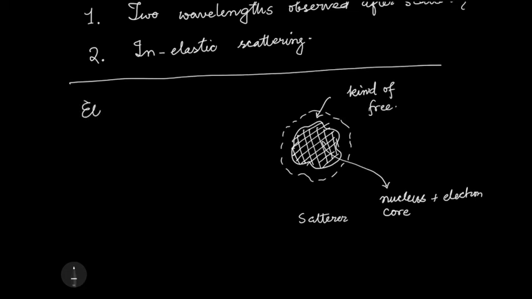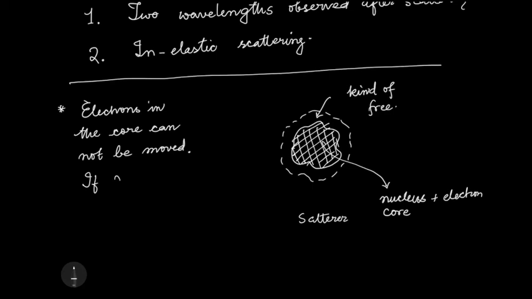So the electrons which are bound, the electrons in the core, cannot be moved. The electrons in the core cannot be moved if X-rays scatter off them, so they cannot give any energy.